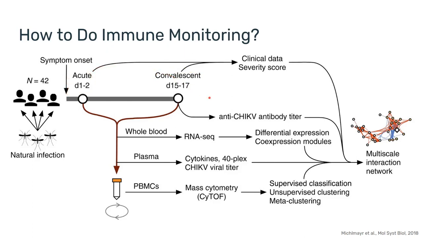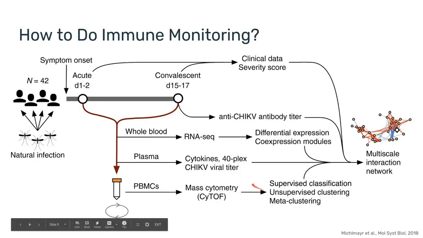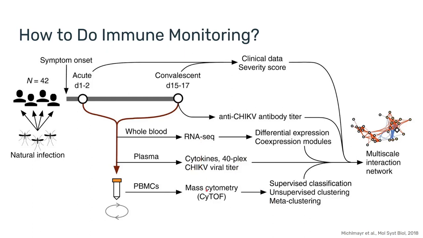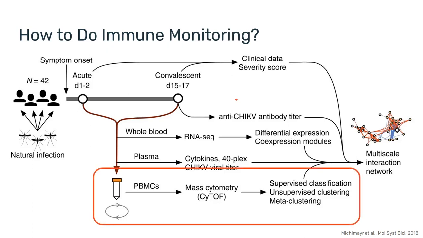This study has several different assays or technologies involved. There's RNA sequencing, there's a 40-plex cytokine assay called Luminex, there's a titer of CHIKV, which is the marker of the virus, and there is mass cytometry with a 33 marker panel. So there are 4 different technologies involved here and different clinical covariates that were combined in order to assess and identify biomarkers for the disease. In future videos, I'm going to focus on just one of these technologies, namely mass cytometry and its older sister, flow cytometry.